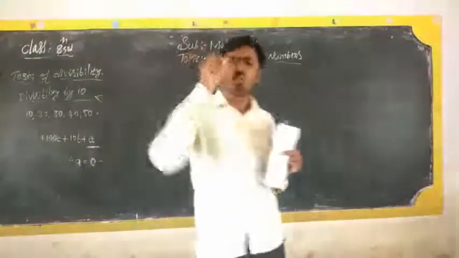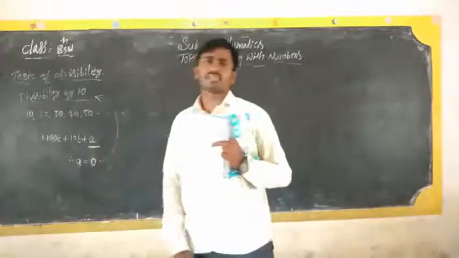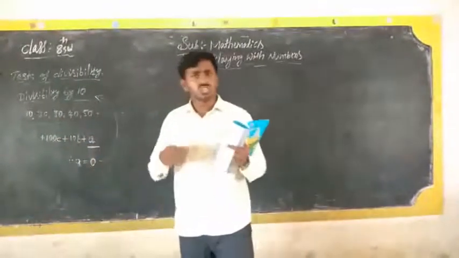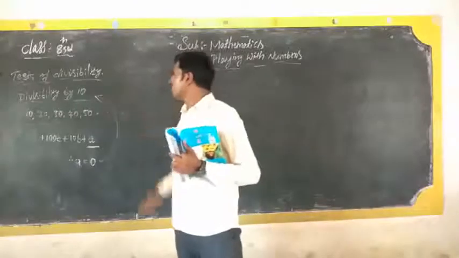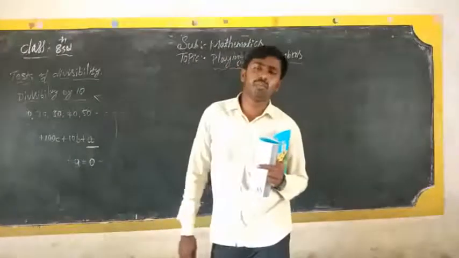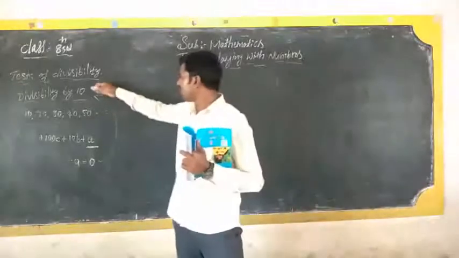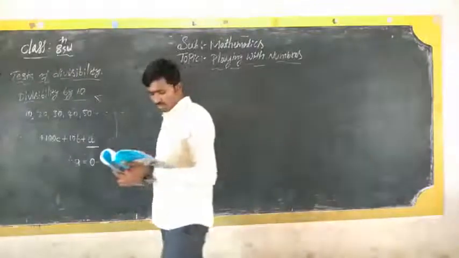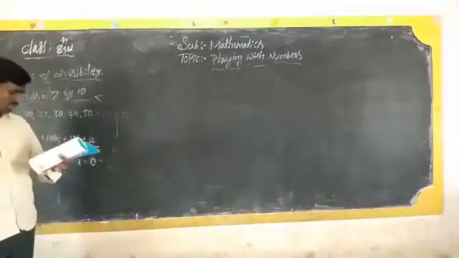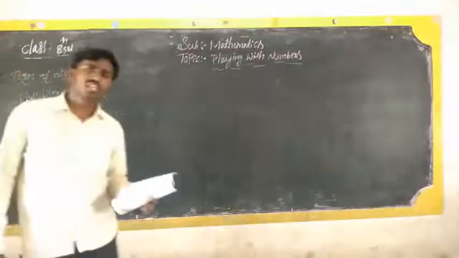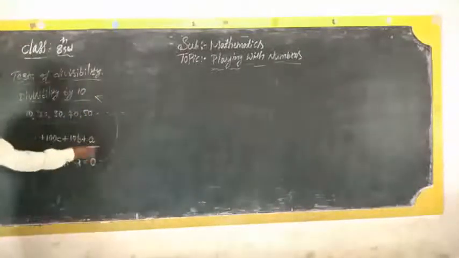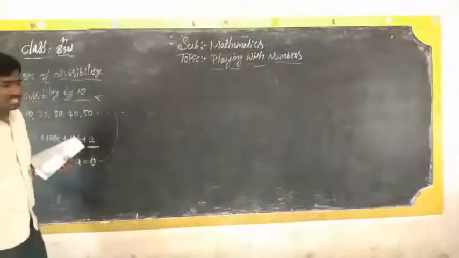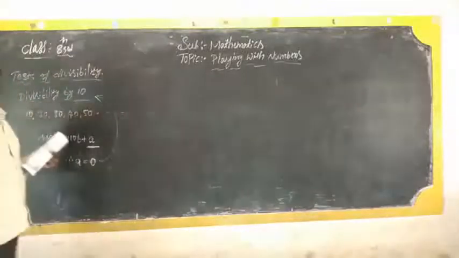If the last digit is 0, that must be divisible by 10. Understood that? Yes. So this is possible only when a is equal to 0. That means a is the ones digit, the place value a will be the ones digit, so divisible by 10.